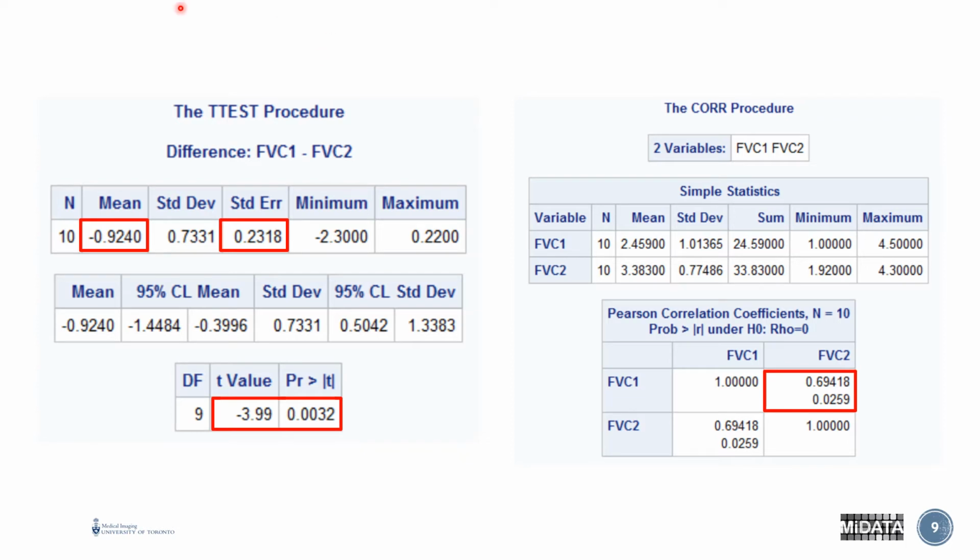Alrighty, so here are the results for your proc t-test and your proc corr. So proc t-test, here's that same difference that we observed in the proc means results. Here's the calculation for your standard error. Here's your t-value, which is a -4 basically, and it is statistically significant, 0.0032, which means that it is significantly different than 0. If you look at the correlation procedure here, we're looking at the correlation between FVC1 and FVC2.